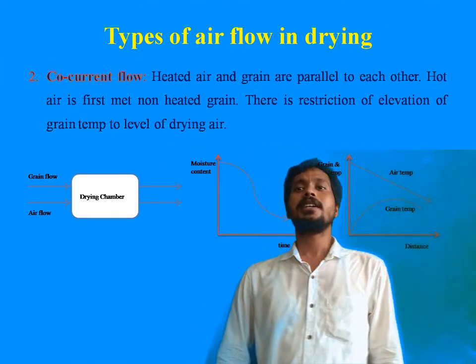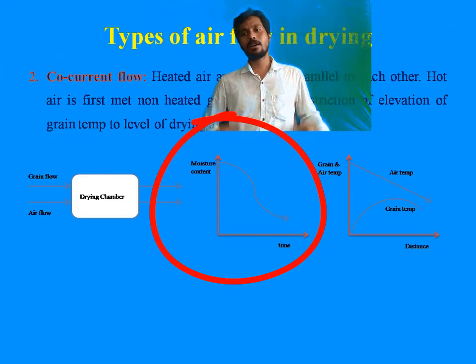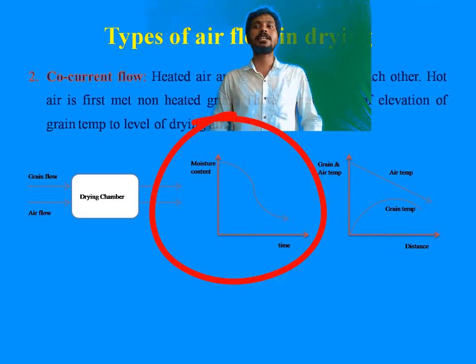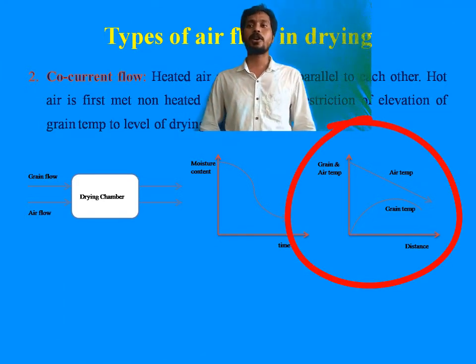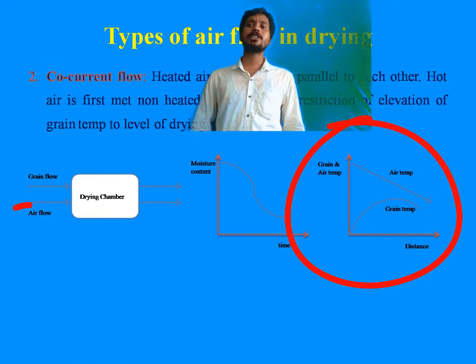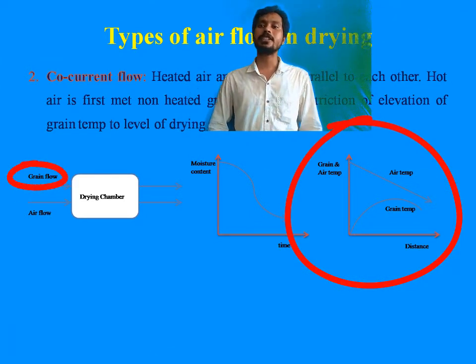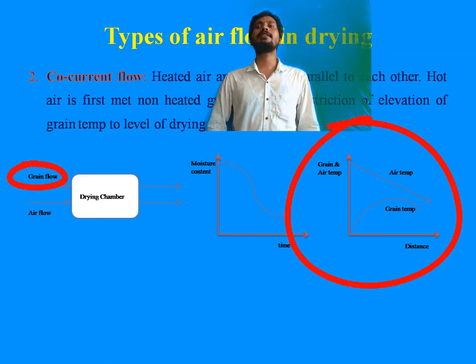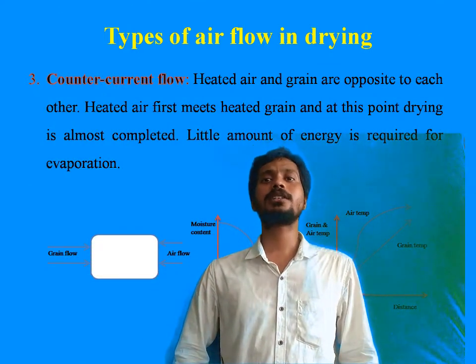So you can see the moisture content versus time graph is plotted. Now most obviously moisture content will be gradually decreasing, and the grain temperature and air temperature are also plotted. You see the air temperature is decreasing, and the grain temperature will increase first and then start to decrease. It will be close to the air temperature. Next, the last one, counter current flow.